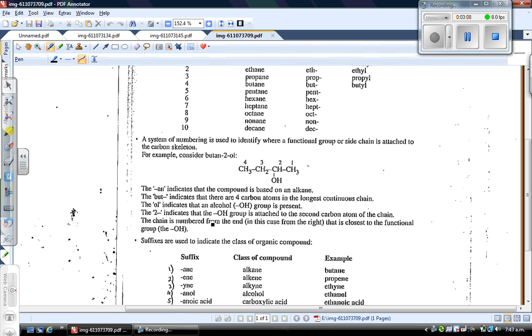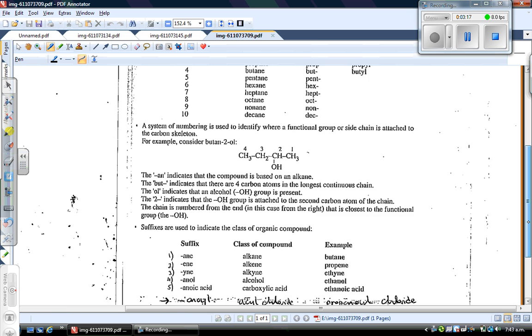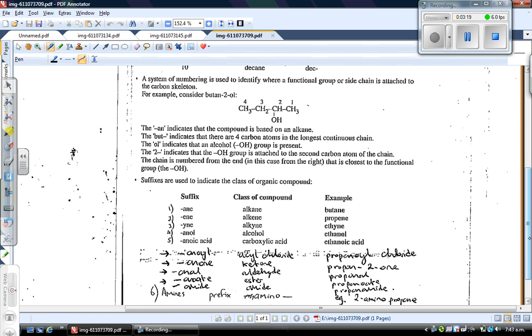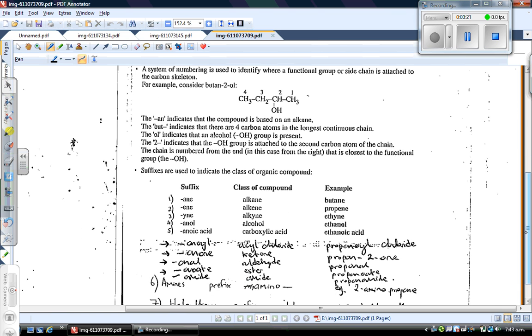And the chain is numbered from the end, in this case from the right, 1, 2, 3, 4, that is closest to the functional group. So you must use the lowest numbers possible when numbering side groups or functional groups. Suffixes are used to indicate the class of organic compound.